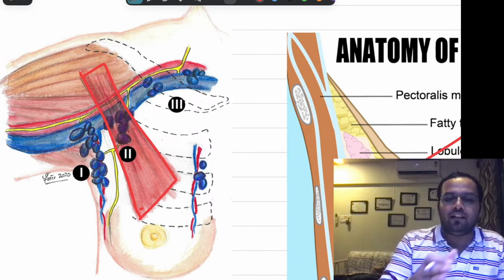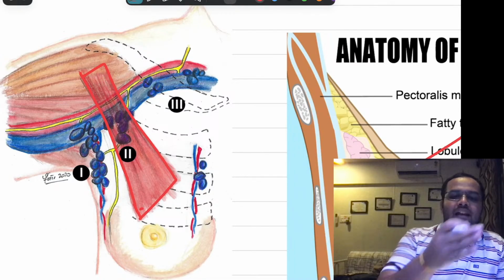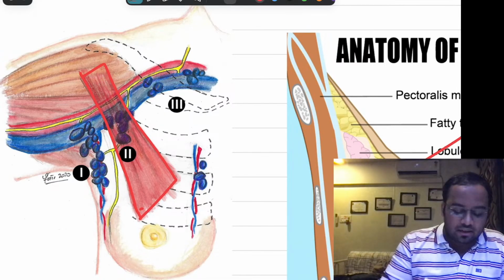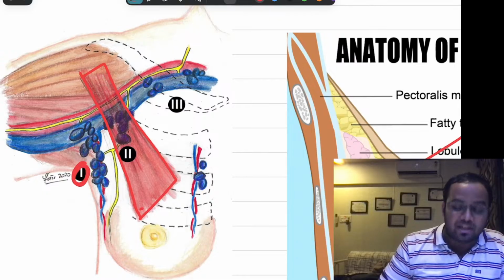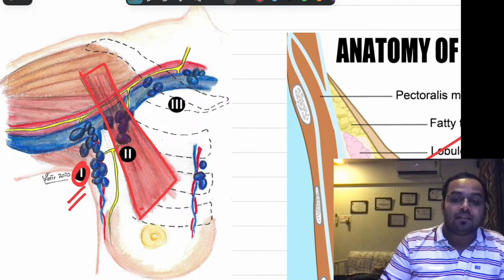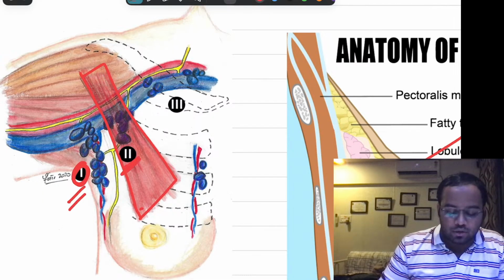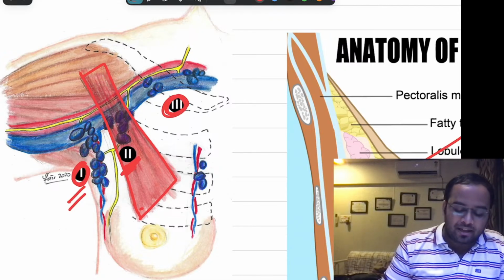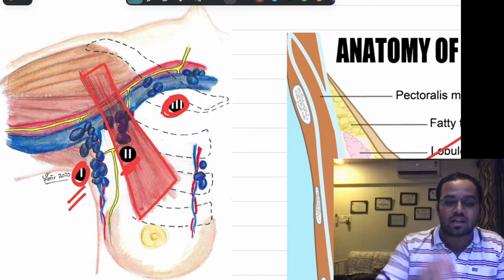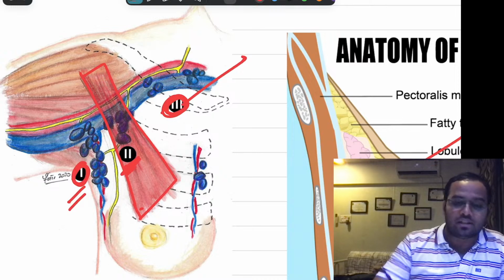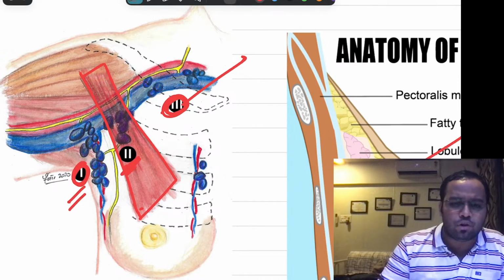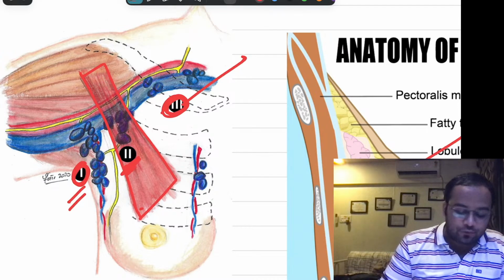The pectoralis minor is going to divide the axillary vein into medial, posterior and lateral compartments. So the lateral compartment, which is predominantly draining the breast, is going to be level 1. Behind the pectoralis minor is going to be level 2, and medial to the pectoralis minor is going to be the level 3 lymph nodes. Always remember that level 3 axillary lymph nodes are going to drain the lymphatics from the arm as well.